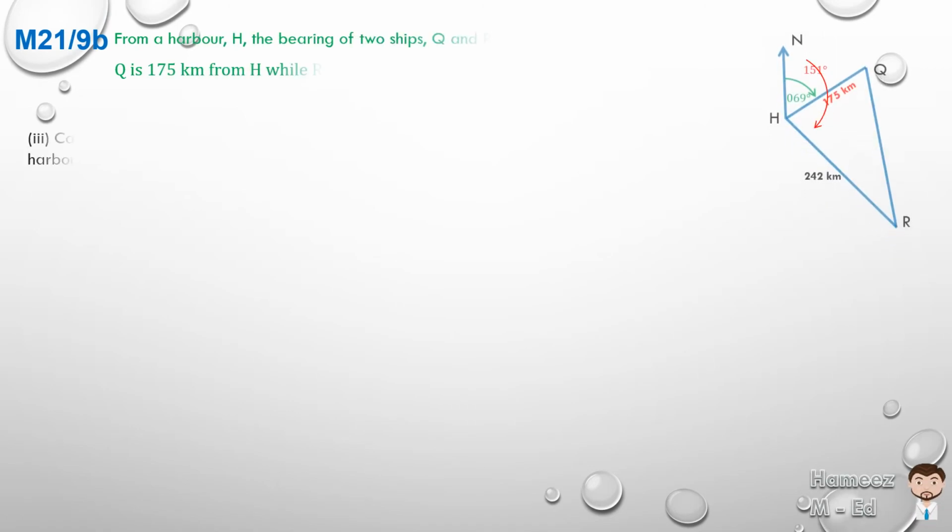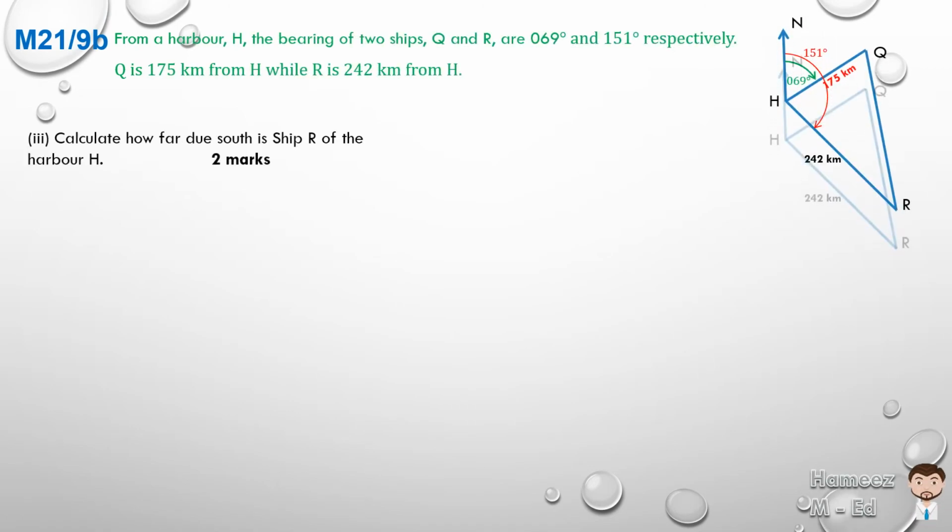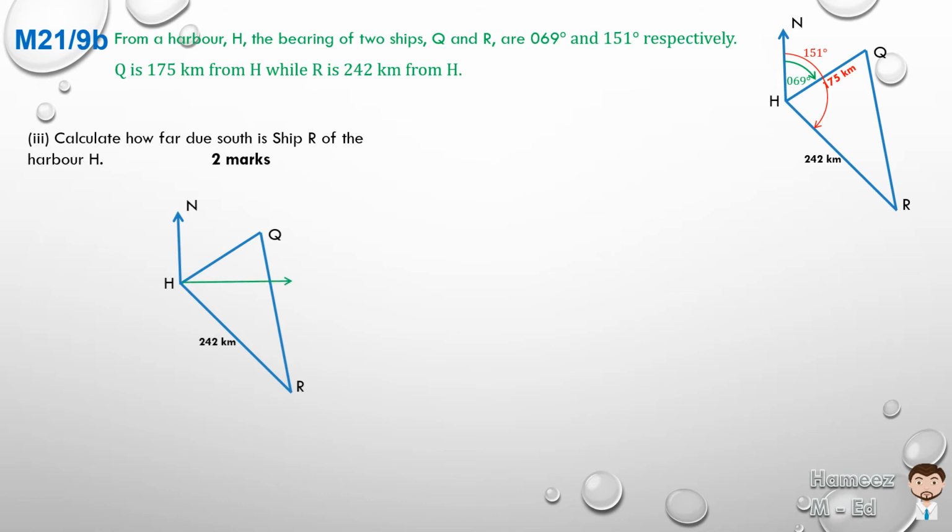May 2021, number 9B, part 3. Calculate how far due south is ship R of the harbor H. So let's extract the diagram and let's look at where north is, and let's try to draw a line from H going across to the east, to the right, which would therefore be a 90 degrees there between north and east, and then turn south and head to R. So there will be a 90 degrees in green there as well.